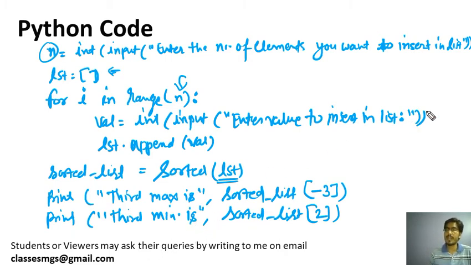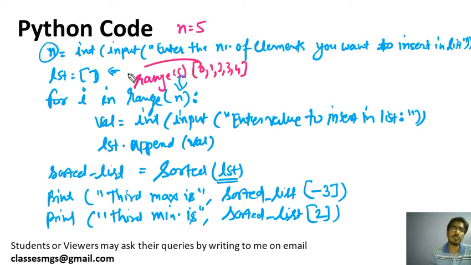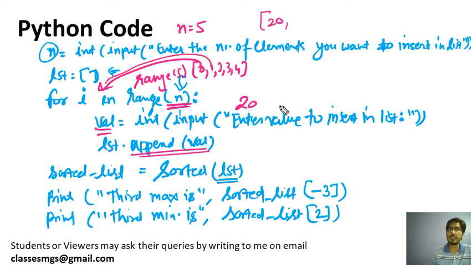Okay, so now let's try to dry run this. Let's say the n value the user has entered is 5. Now this loop executes. What will range 5 return? The values 0 1 2 3 4. So this loop will continue 5 times, and the first time let's suppose the user has entered 20, then 20 will be inserted in this list using the append method. Now this loop will execute the second time. This time let's suppose the user has entered 13, so 13 will be inserted. Next time the loop will execute the third time. Let's suppose the user has entered 15, so 15 will be inserted.